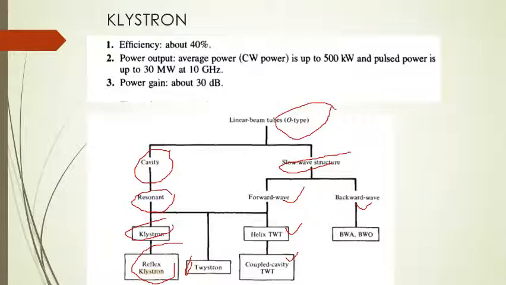Now let us concentrate on the klystron. Klystron can be used as an amplifier as well as an oscillator. We will be studying the two cavity klystron in great detail. The efficiency of that klystron is considered to be 40%. The average power output is up to 500 kilowatts, and the pulse power is approximately 30 megawatts at 10 gigahertz. The power gain of this klystron is about 30 dB.